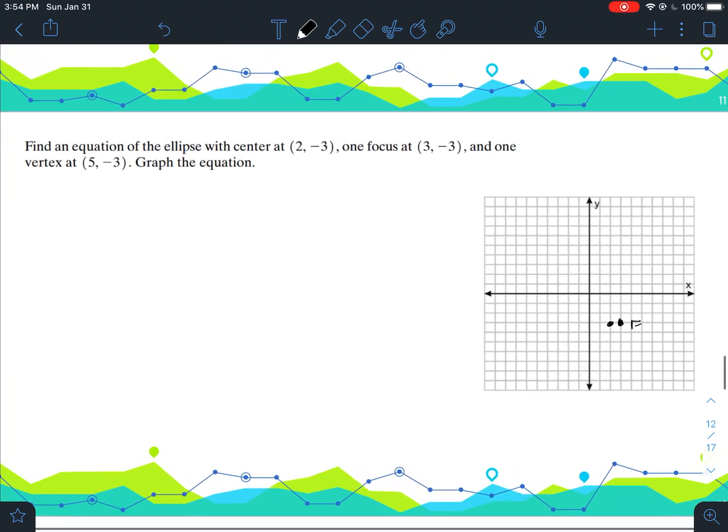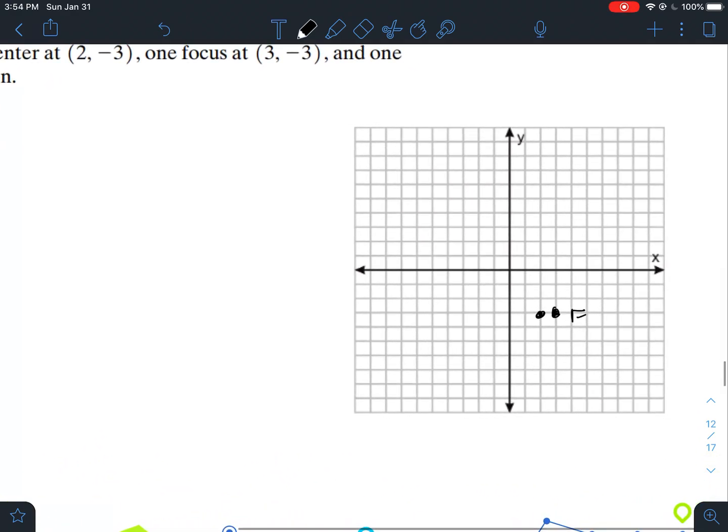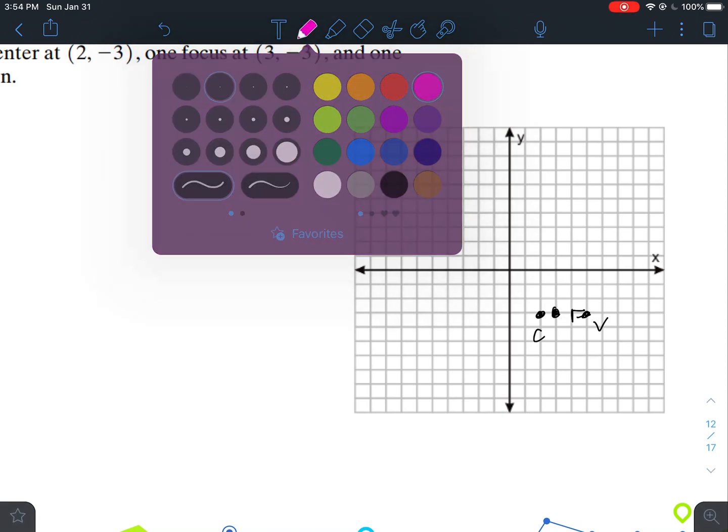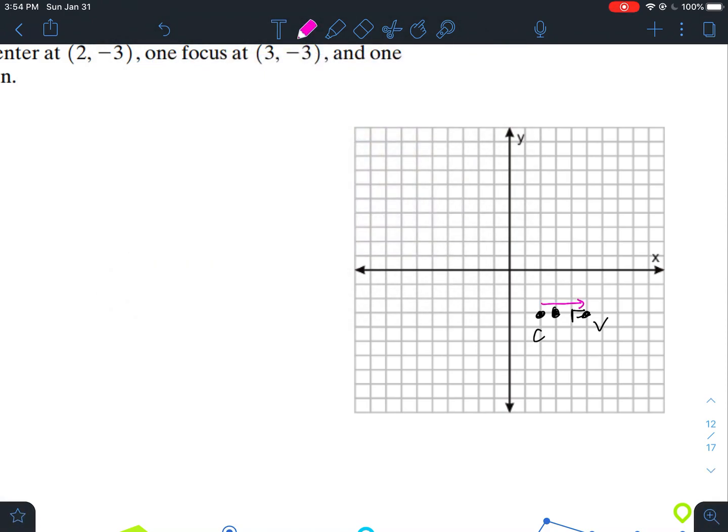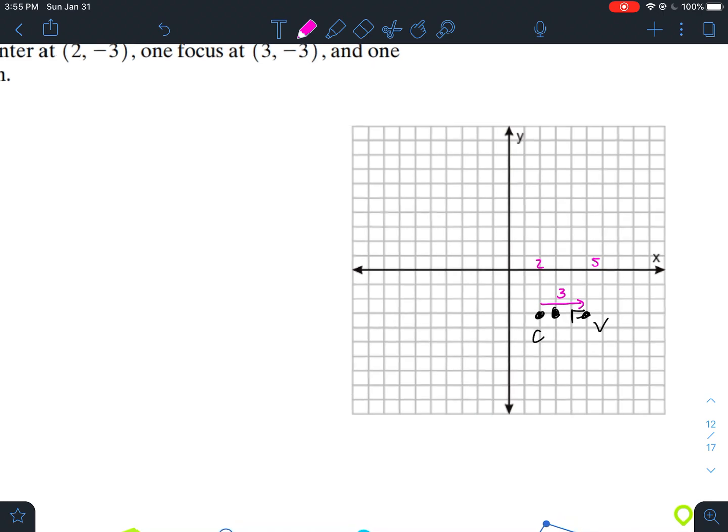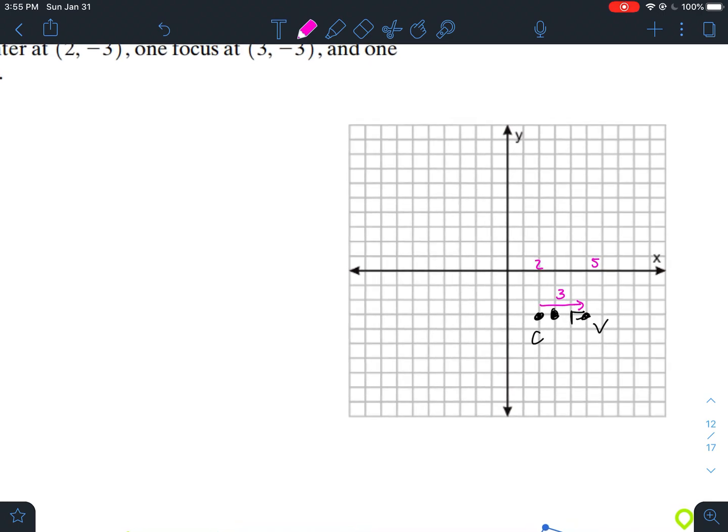And then it has a vertex at (5, -3). So 1, 2, 3, 4, 5, -3. So there's a vertex, there's the center. And so to move from the center to the vertex, we started at 2 and we moved over to 5. So to move to the vertex, we moved 3. To move to the other vertex, we'll move 3 in the opposite direction. So 1, 2, 3. So my other vertex would be at the point (-1, -3).